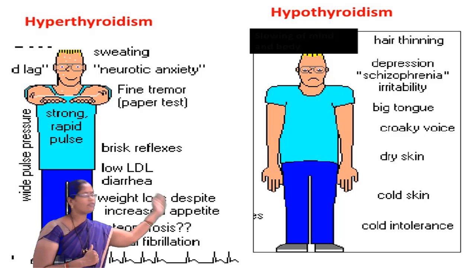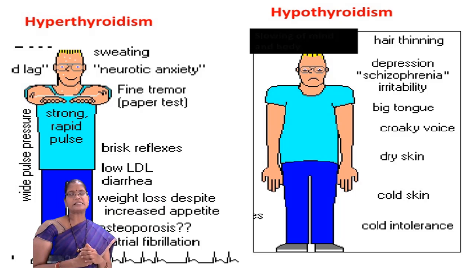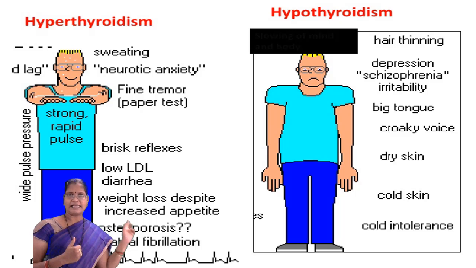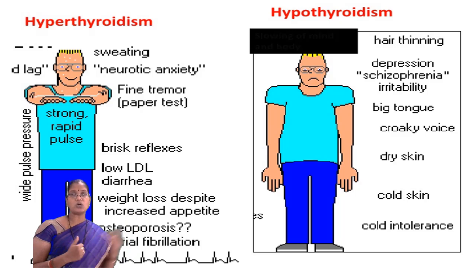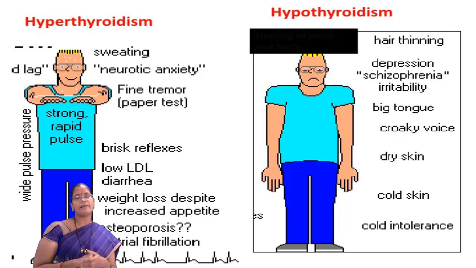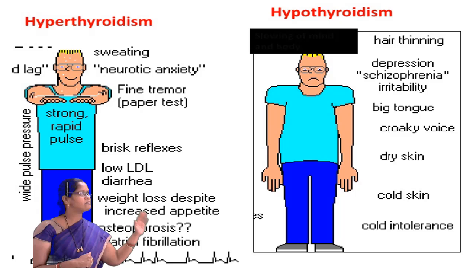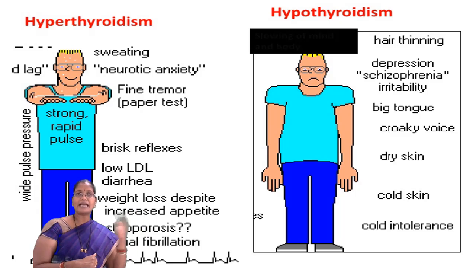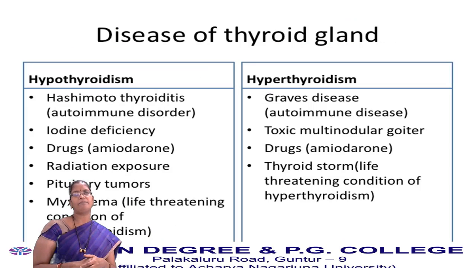In the case of hypothyroidism, the main symptom is hair thinning. That means loss of hair. Depression is main, and big tongue, croaky voice. Voice will be somewhat rough. Dry skin is the main symptom. Cold skin. That means they cannot bear cold. Cold intolerance is also one of the identifications for hypothyroidism. So by these symptoms we can differentiate and identify a hyperthyroid patient and a hypothyroid patient.